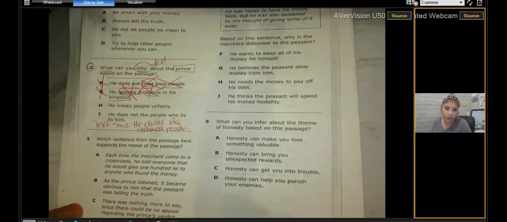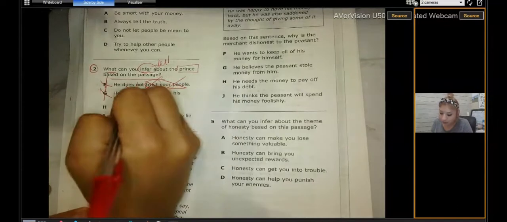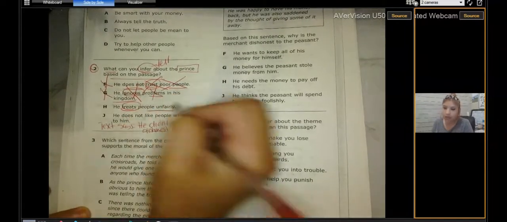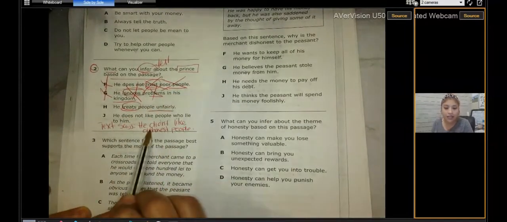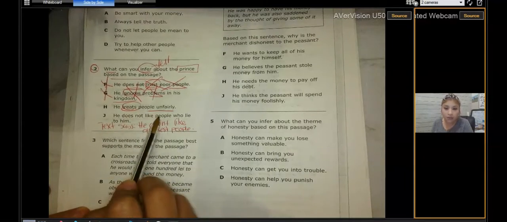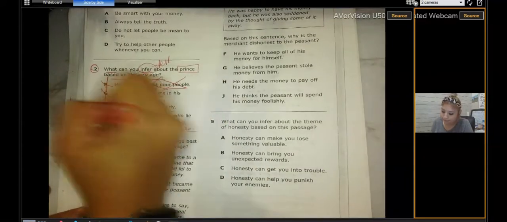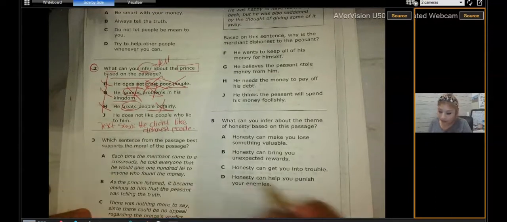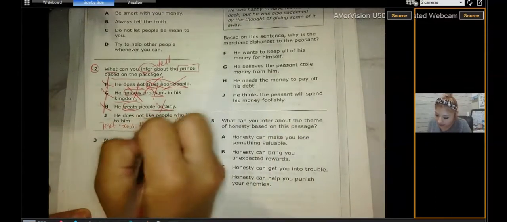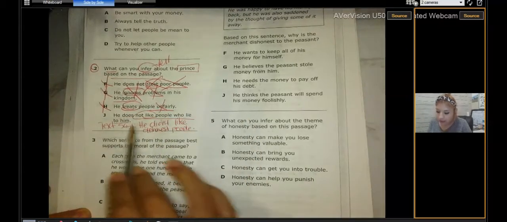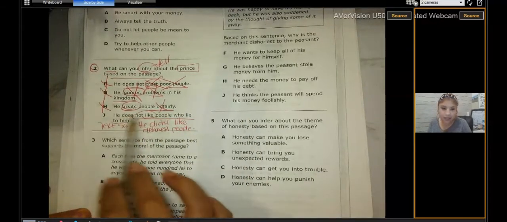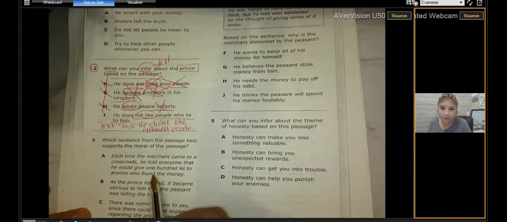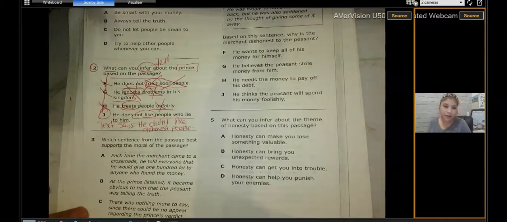H, he treats people unfairly. So my verb here is he treats people unfairly. So because he doesn't like dishonest people, does he treat them unfairly? And let's go to J. He does not like people who lie to him. He does not like. So because he doesn't like dishonest people, is it that he doesn't like people who lie to him? Yes. So my correct answer is J.